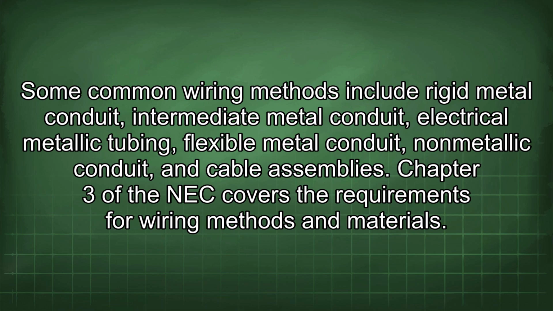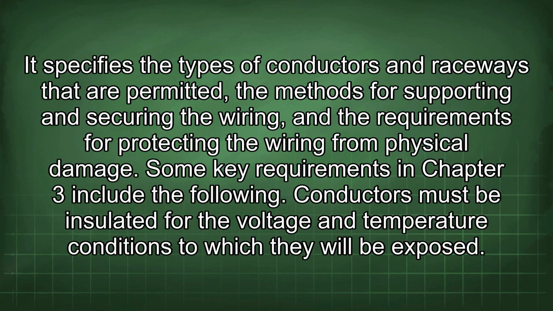Some common wiring methods include rigid metal conduit, intermediate metal conduit, electrical metallic tubing, flexible metal conduit, non-metallic conduit, and cable assemblies. Chapter 3 of the NEC covers the requirements for wiring methods and materials. It specifies the types of conductors and raceways that are permitted, the methods for supporting and securing the wiring, and the requirements for protecting the wiring from physical damage.